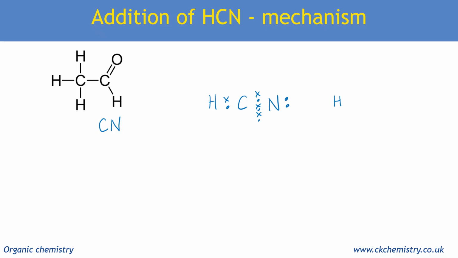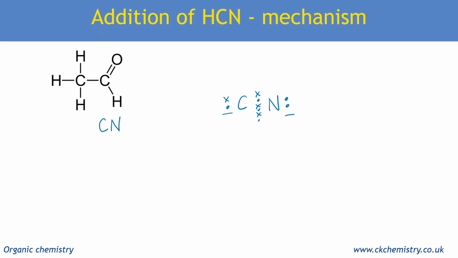So we could also draw a displayed formula. Now, this bond is going to break and H is going to come off as H+. It's going to leave the electron behind. So what that means is when I see the cyanide ion, what you can see is that there's a lone pair on both sides. So there's a lone pair on the nitrogen and the carbon.